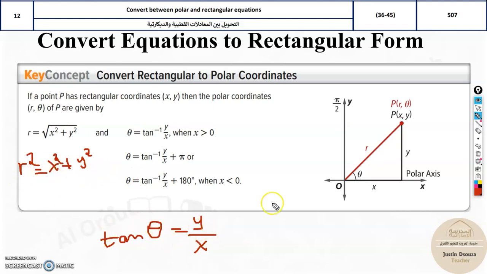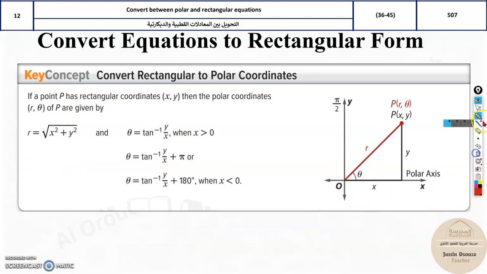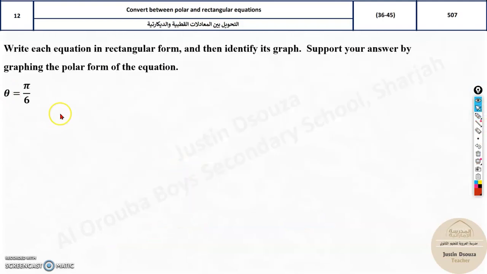Now, if at all you have cot, then it is 1 by tan. So 1 by tan theta, that would be x by y. Or if you have secant, it's 1 by cos, and then you can easily try and solve it. Now let's go through a few of the basic problems. Generally, these types will be given where angle is theta. So now how would you solve it?